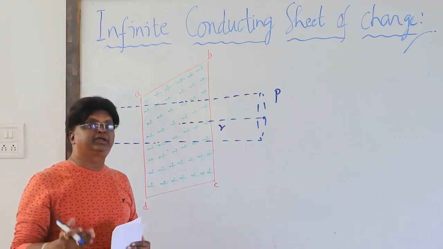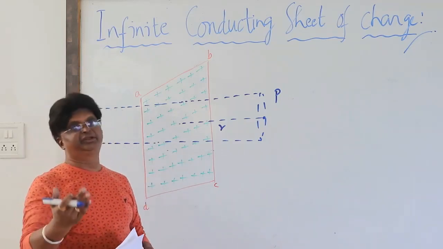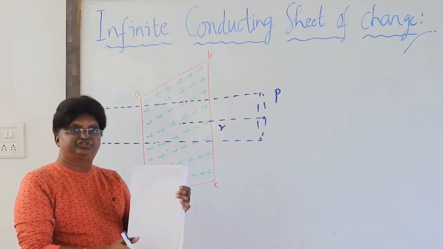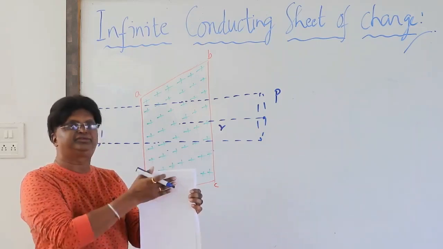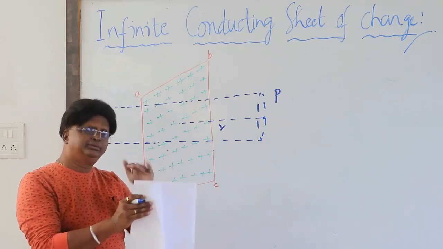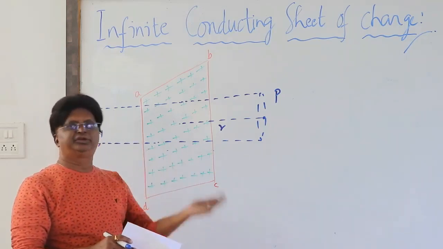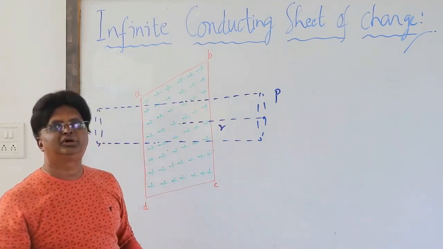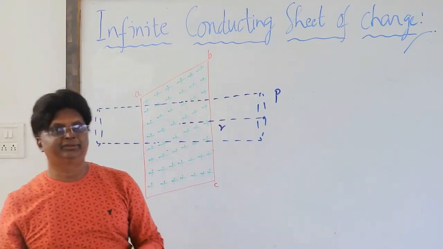Whereas if it is the case of a non-conductor, that is the difference. If a non-conducting sheet is taken and charged, suppose this side, this surface, is charged. Because it is a non-conductor, charge distribution won't take place. The other side has no charge distribution.